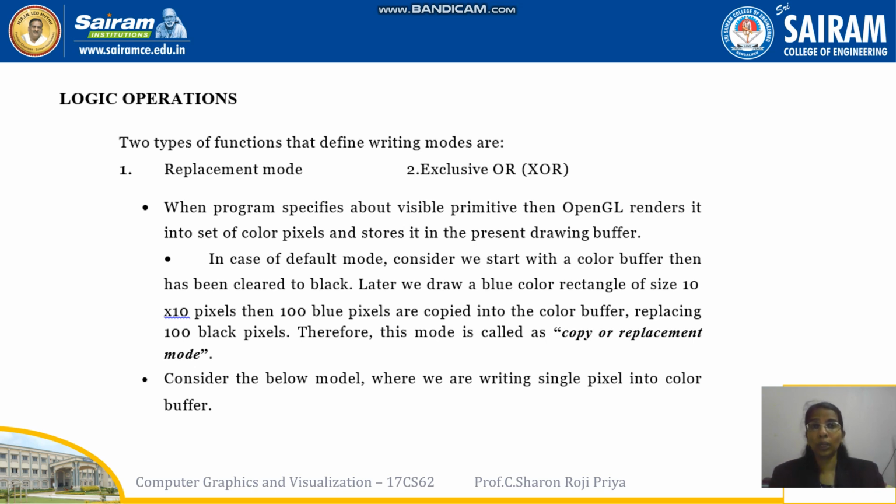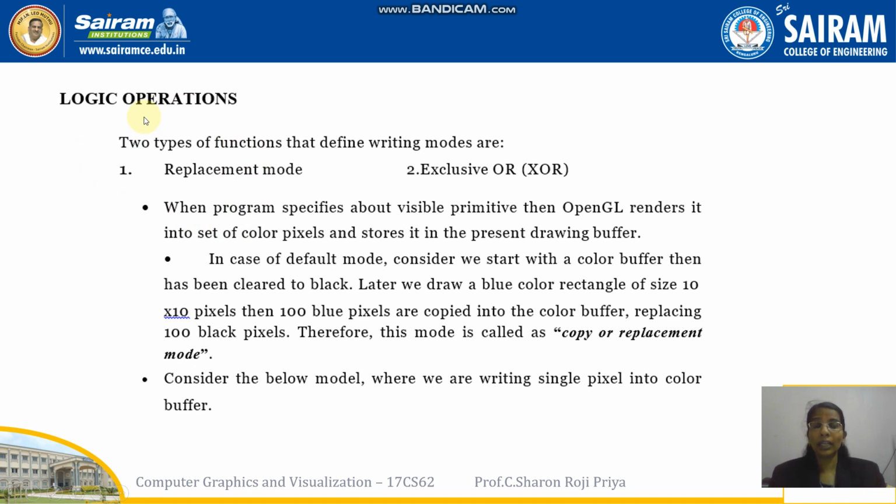Suppose I want to draw a blue rectangle. First I have to clear my color buffer. When I clear my color buffer, this buffer becomes black. It will have black pixels. Now what is my aim? I have to draw a blue rectangle. Assume this blue rectangle requires 10 cross 10 pixels. 10 cross 10 means totally it requires 100 pixels. So 100 black pixels will be replaced with 100 blue pixels. I am replacing black with blue. So this is known as replacement mode.